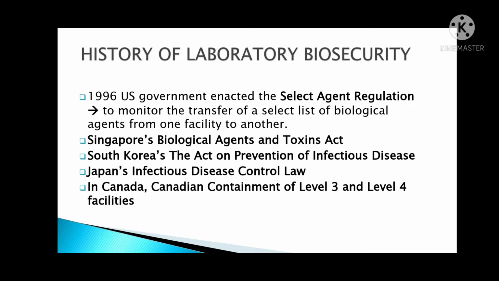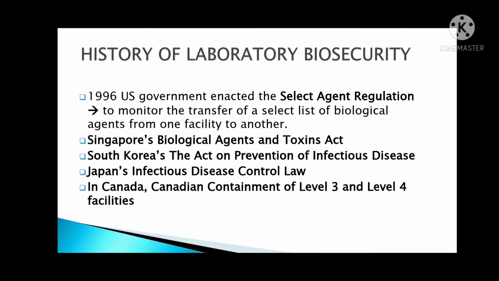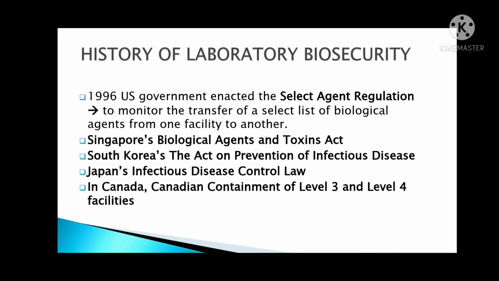In the year 1996, the US government enacted the Select Agent Regulations. This is to monitor the transfer of a select list of biological agents from one facility to another. Slightly after the terrorist attacks and the anthrax attacks of 2001, also known as Amerithrax, the US government changed its perspective. The revised Select Agent Regulations then required specific security measures for any facility in the United States that used or stored one or more agents on the new, longer list of agents.